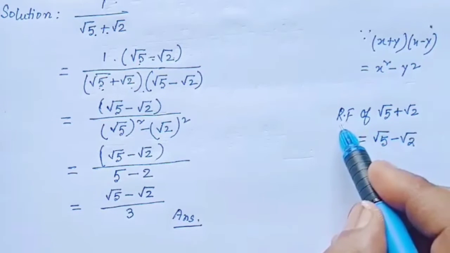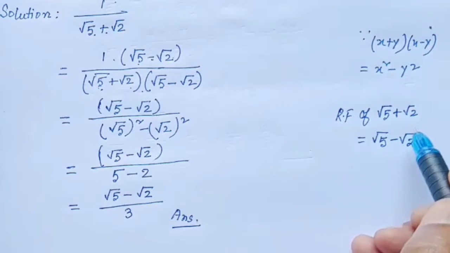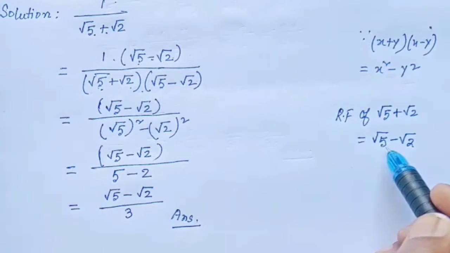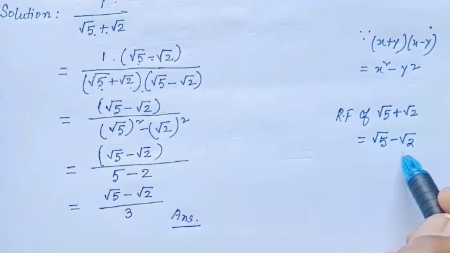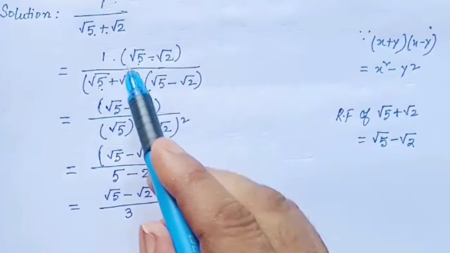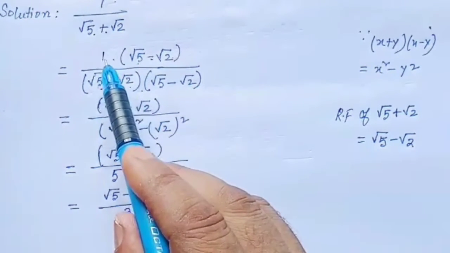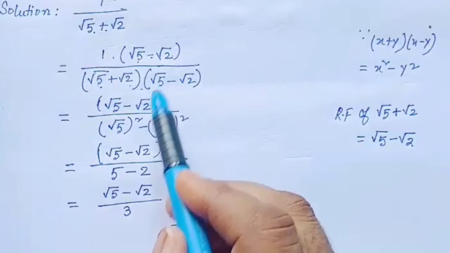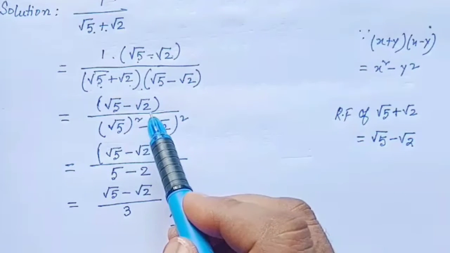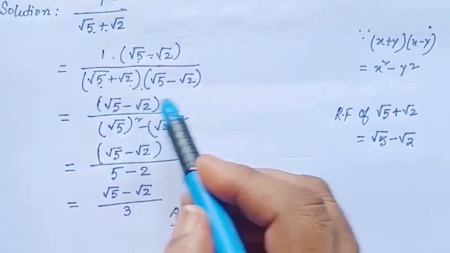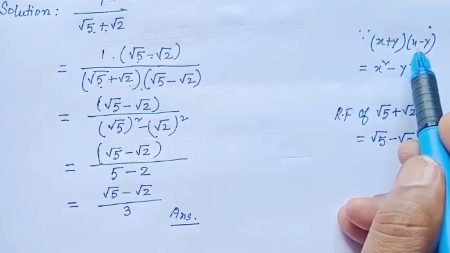So by the RF, rationalizing factor of root 5 plus root 2 is equal to root 5 minus root 2. By root 5 minus root 2 we multiply both the numerator as well as denominator. After multiplying with 1, the numerator remains the same, root 5 minus root 2, and in the denominator we apply the rule x plus y into x minus y.